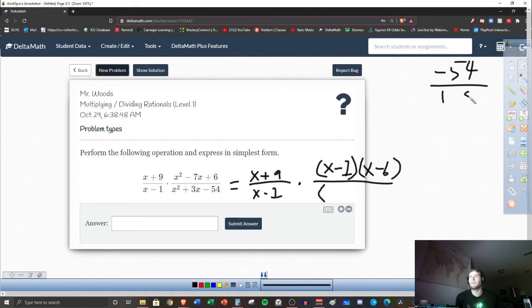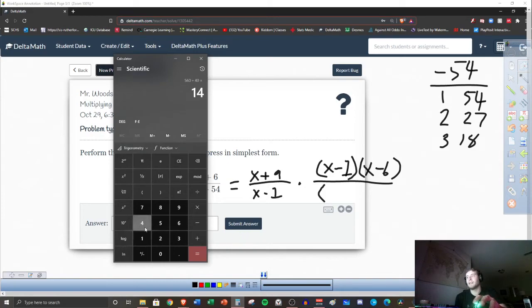So that's 1 and 54. I always like to write these out just so that I have them in my head. 2 and 27. Does 3 go into that? No, I don't. Oh, wait. 3 does go into it. 3 goes in 18 times. Okay, I'm gonna need a little calculator help. Even me, the math teacher, needs a little help sometimes. 4 doesn't. 5 doesn't. The 6, I don't think so.